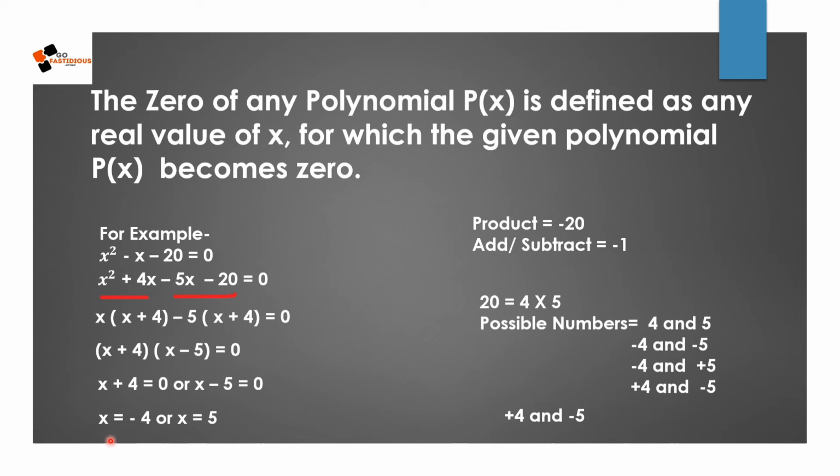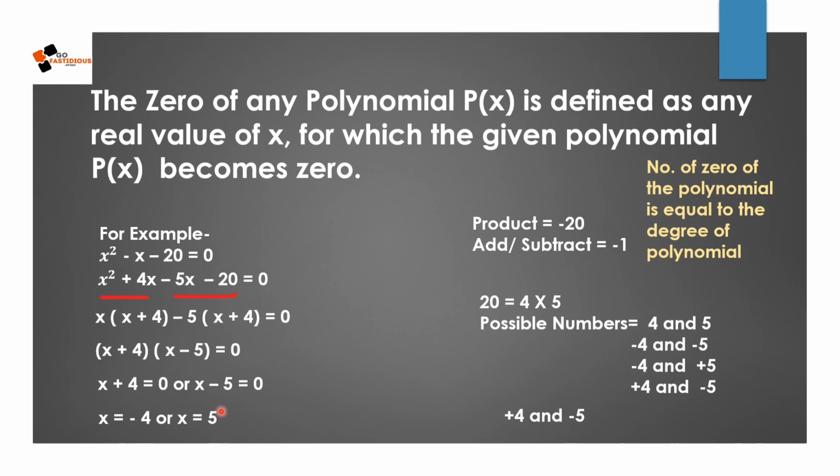It means that if I will put the value of x either minus 4 or 5 in the given polynomial, the answer will be 0. So minus 4 and 5 are the zeros of the polynomial x square minus x minus 20. And you have seen here the degree is 2, and we have got how many zeros of the polynomial? 2, right? So as I already told you, the number of zeros of the polynomial is equal to the degree of the polynomial.